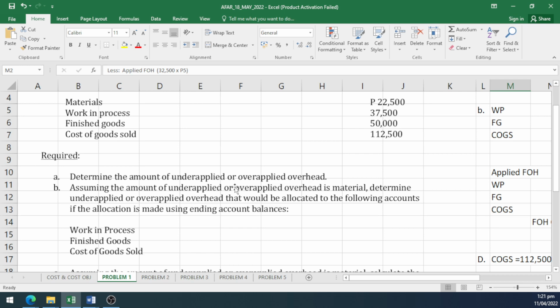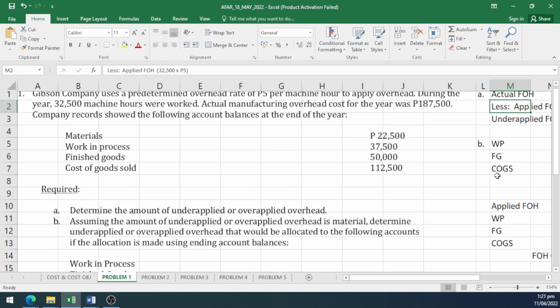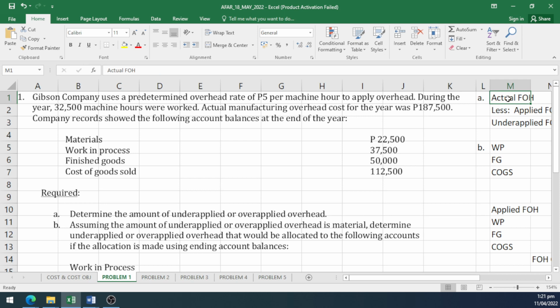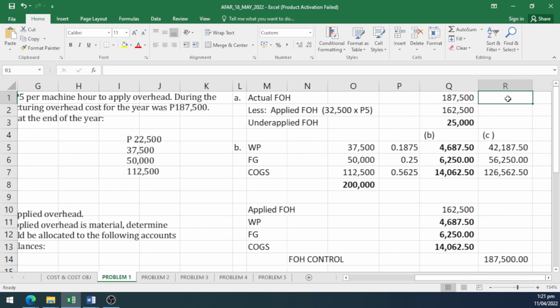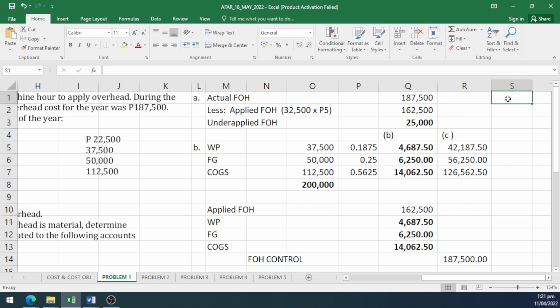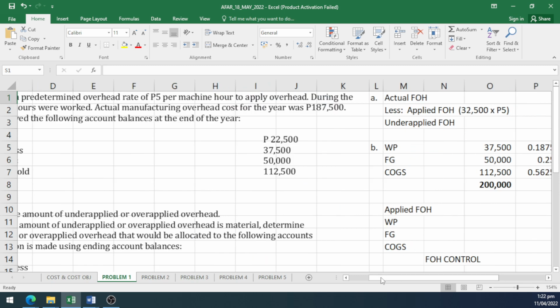The requirement is to determine the amount of under applied or over applied factory overhead. How do we compute for that? It's very simple, ladies and gentlemen. You will compare the actual factory overhead sa ating applied factory overhead. At ang applied factory overhead, ito po ay normal costing, actual capacity attained times the overhead rate. So the actual overhead is 187,500 and our applied factory overhead is 162,500.